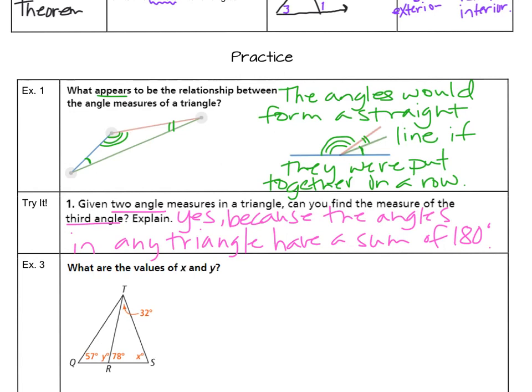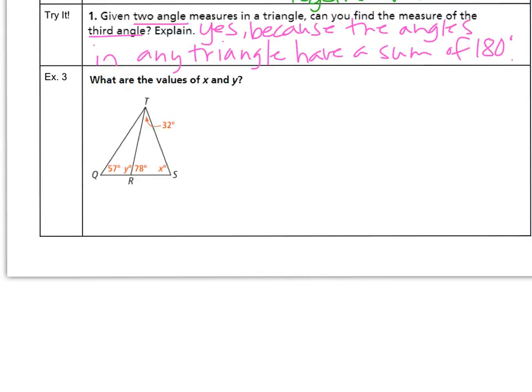All right, let's do some algebra. We've got a few problems left. What are the values of x and y? Well, I see x on that right-hand side and y is in the middle. I notice right away that we could get y without doing too much extra work. Together, these two form a straight line, so they create a linear pair. Because of that, y plus 78 degrees would have to equal 180. To get y by itself, we'd subtract 78 to move it over.